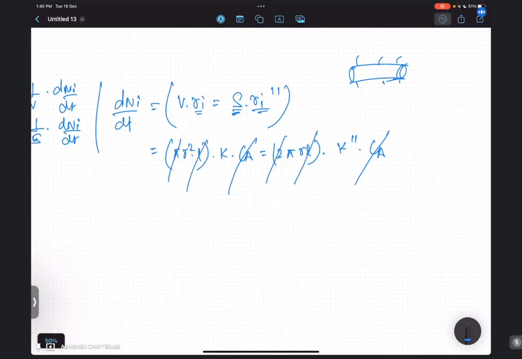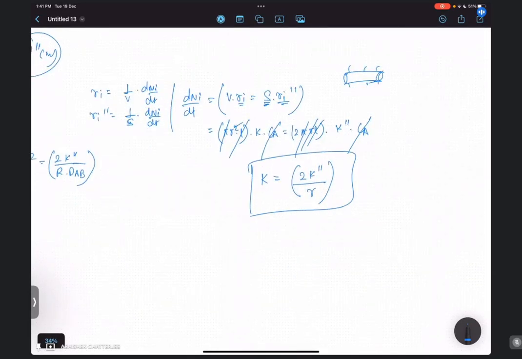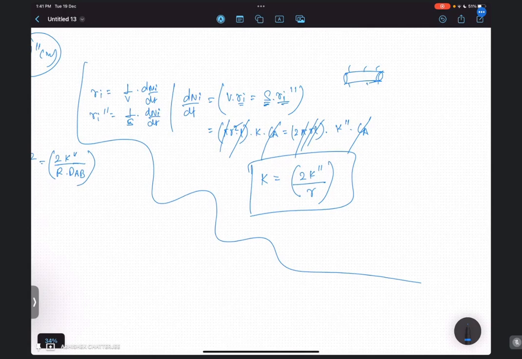अरे 2 cancel कर दिया गलती से, ये pi cancel हुआ. ठीक है, एक r cancel हुआ, l l cancel हुआ. From here you will be getting k is equal to 2k double dash by r. Okay, generally this is very confusing, that where we are using normal k, where we are using k double dash.